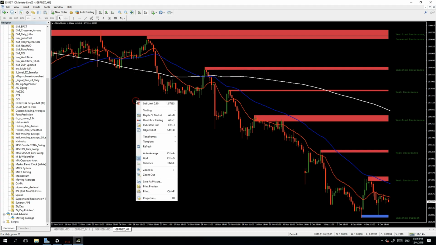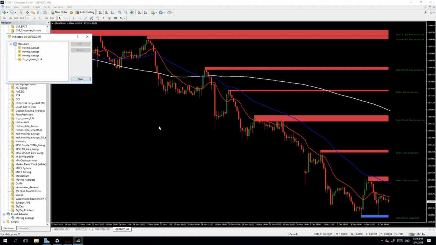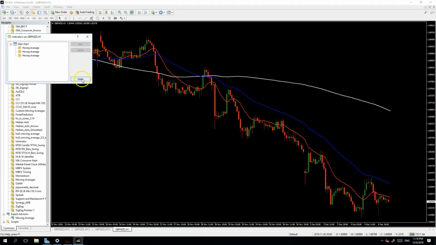Let me just remove the moving average. No, sorry, support and resistance first to reduce confusion. Let me delete that. Okay, right.